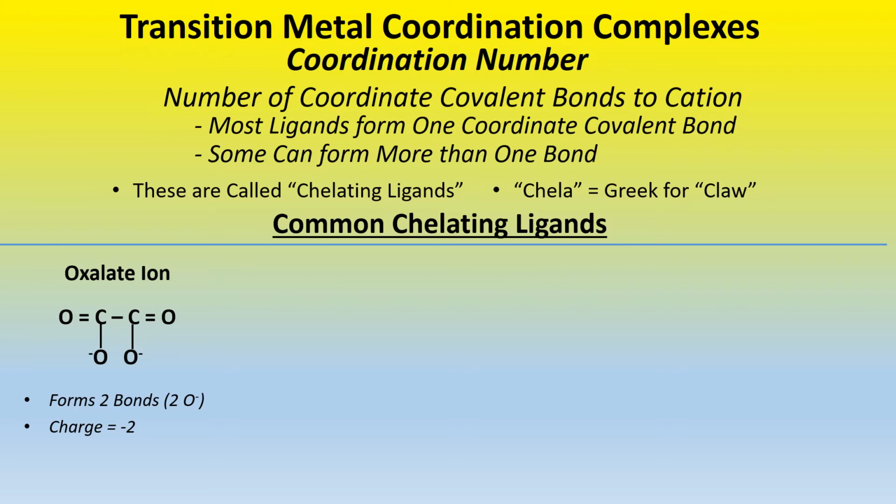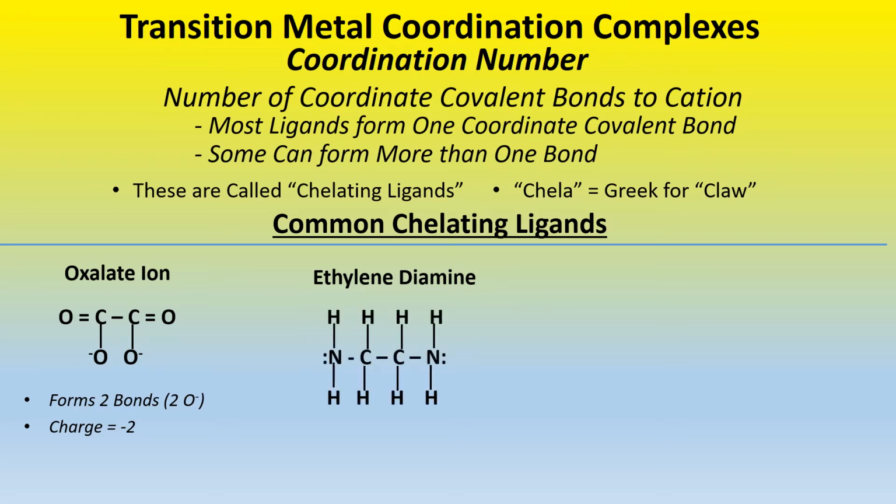A second common chelating ligand to remember is called ethylene diamine. Again, the name and the structure are related. Ethylene: there's a C2H4 group in the middle. Diamine: there are 2 nitrogens on the end, NH2.